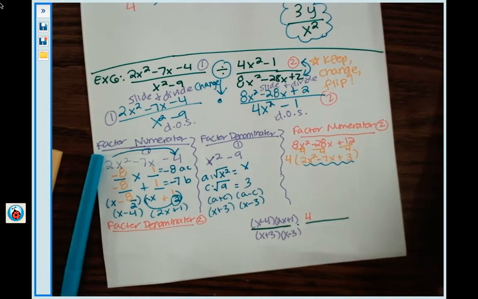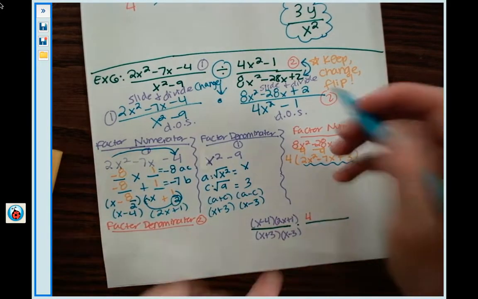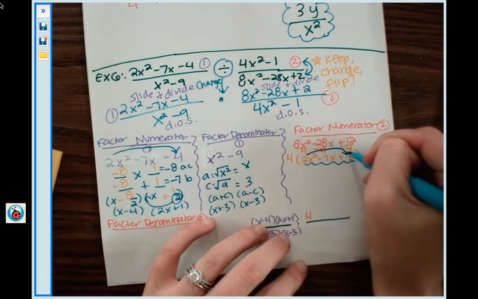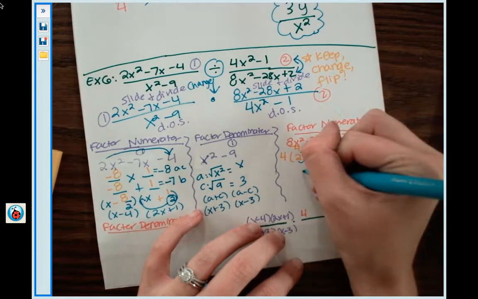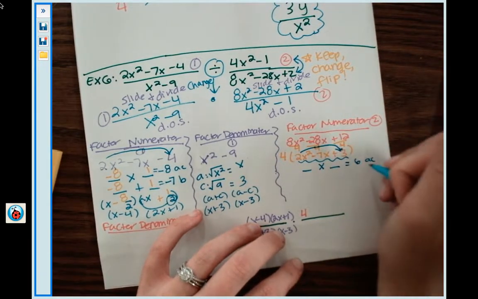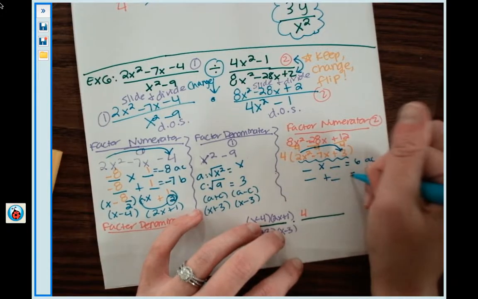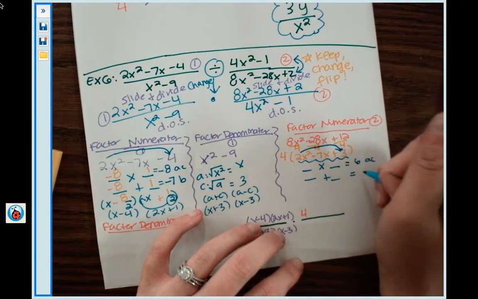Okay, so now let's start sliding and dividing. So I'm going to slide my A to my C. So my 2 times my 3 gives me 6. Okay, and we're trying to find 2 numbers that multiply to be AC and add to be B, which B is negative 7.